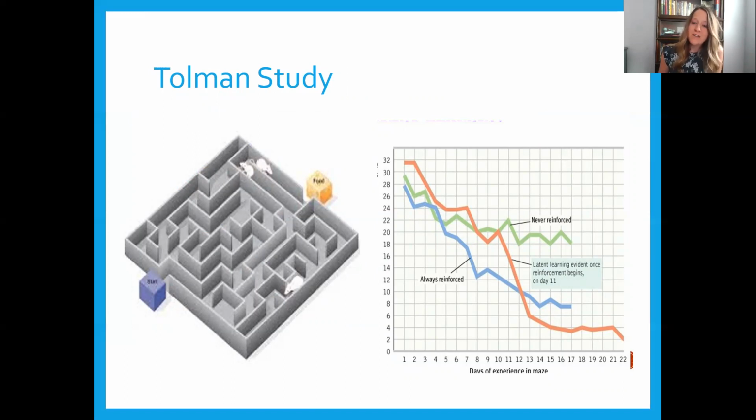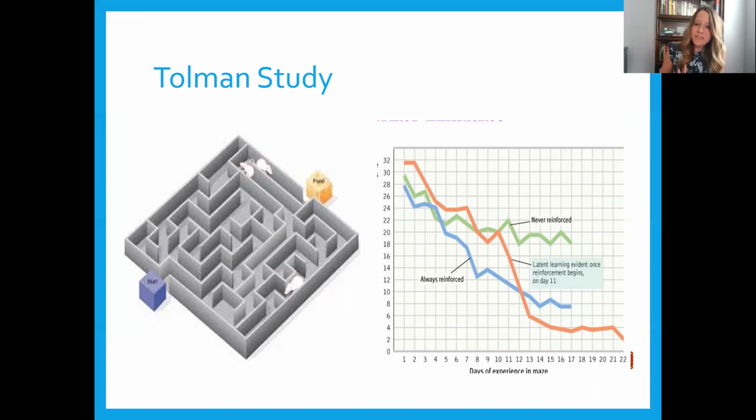Tolman randomly assigned rats to two conditions. In the control condition, rats were placed in the maze and were rewarded for completing the maze on every trial. In this condition, we see a steady, gradual learning curve. Over each trial, they were able to solve the maze slightly quicker.